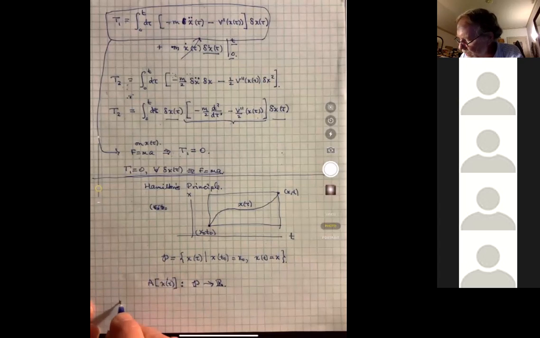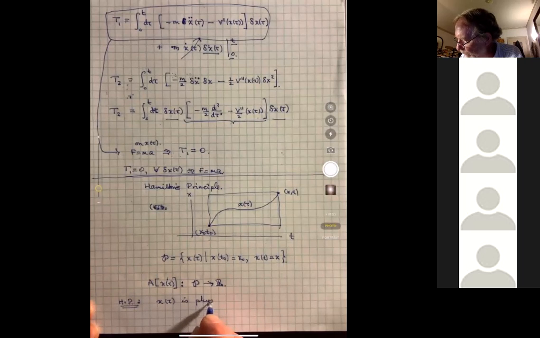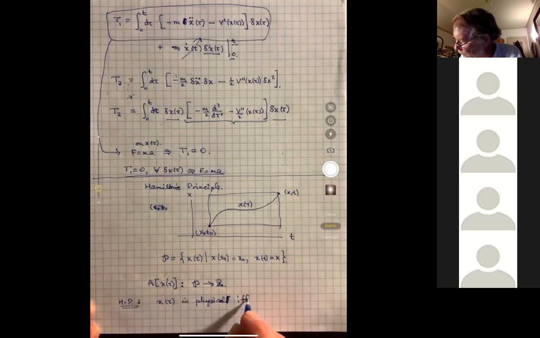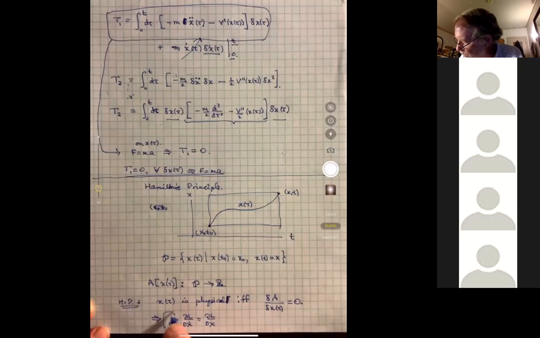Then Hamilton's principle says the following: x of tau is physical if and only if the first variation, delta A, with respect to x of tau equals 0. And this leads in a well-known way to the Euler-Lagrange equations in classical mechanics, that d/dt of partial L with respect to x dot is equal to partial L with respect to x. So the Euler-Lagrange equations come out of this variational formulation.